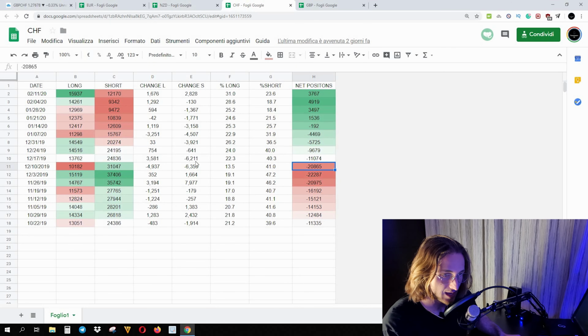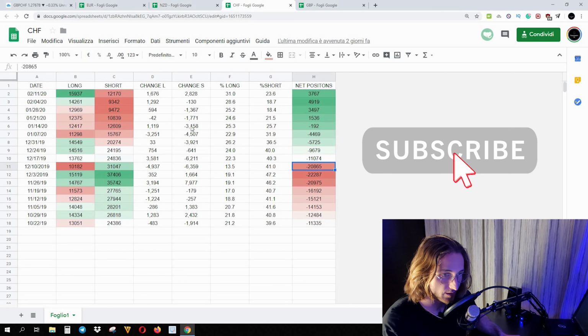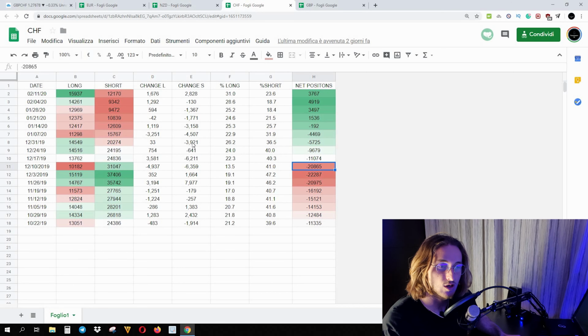We have minus 6k, minus 6, minus 3, minus 4, minus 3, thousands of positions closed on the CHF. But if you look at the longs, we were at 14k here, and again at 14k here, they didn't really shift that much. We don't really see proper longing on the CHF while the shorts are closing, meaning that we actually can expect some weakness on the CHF.